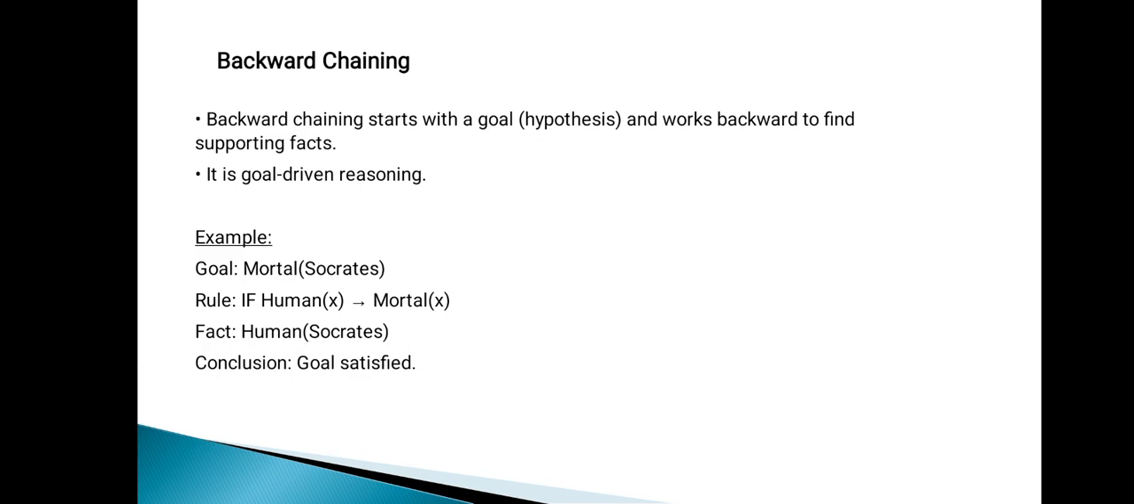Let us take the same example. Suppose our goal is to prove that Socrates is mortal. The system looks for the rule that concludes mortal. It finds the rule: if human then mortal. Now it asks whether Socrates is human. Since this fact is already known, the goal is successfully proved. Therefore, backward chaining begins with the goal and searches backward for supporting evidence.